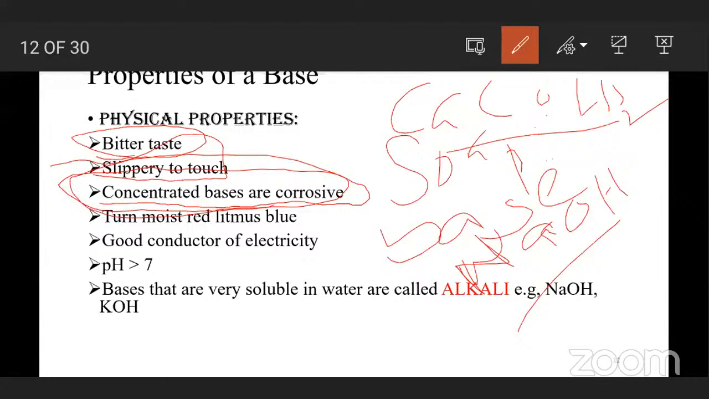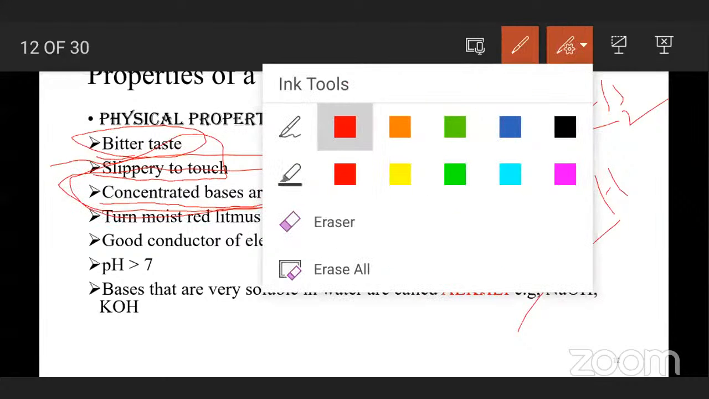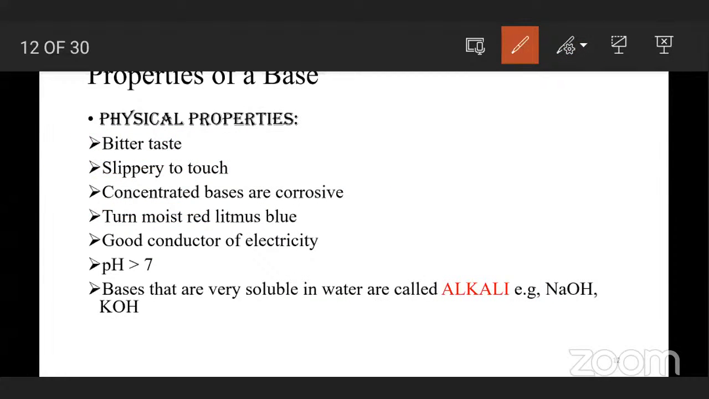Concentrated bases are also corrosive. That is, if you have concentrated caustic soda or concentrated sodium hydroxide, and it falls on a material, either a wooden material or a cloth material, we are not expecting it to fall on human flesh, it may burn that material as if it is attacked by fire. That is why we say it is corrosive. It can also lead to a fast corrosion process of that material. So it's advisable to always avoid concentrated bases, as we avoid concentrated acids.